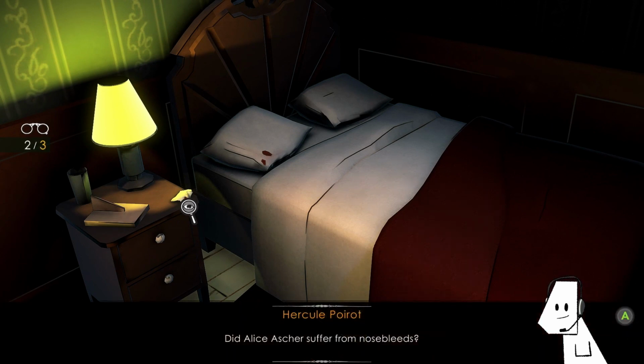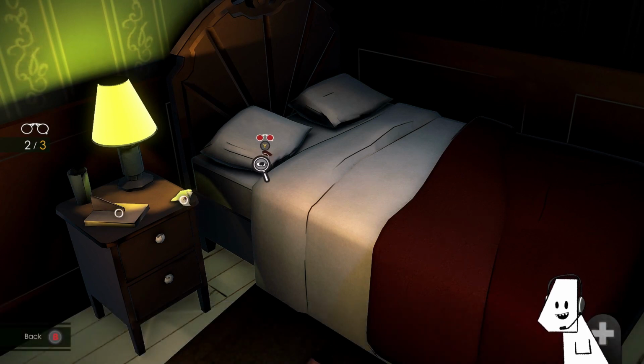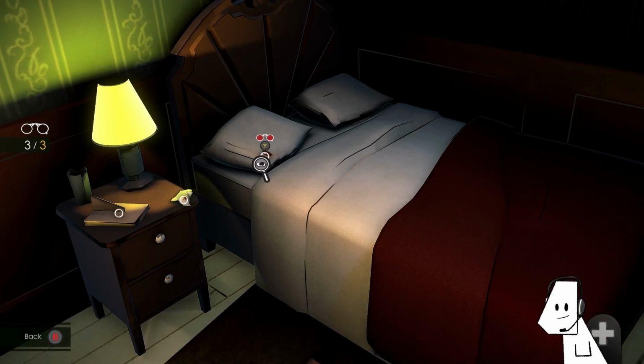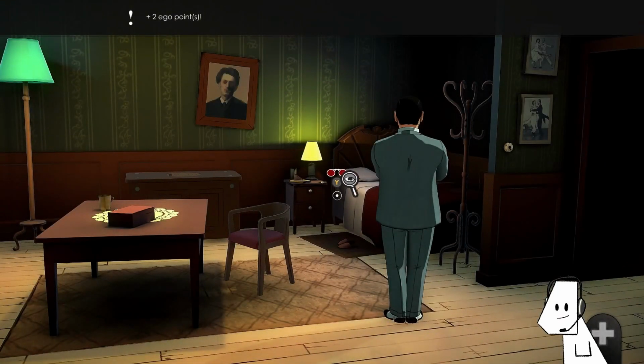They say. Did Alice Asher suffer from nosebleed? Or was it tuberculosis or something? What's the thing that back in the olden days, especially in England? It's just like in TV, you see it all the time when they're coughing blood into a handkerchief. It means that they've got, I think it's TB. No, it would usually mean you're not long for this world.